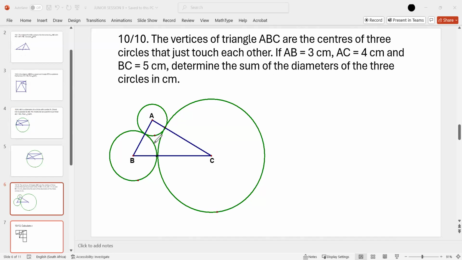All right, now they've got AB is equal to 3. So this length here is 3, and AC is equal to 4. That's A to C. Determine the sum of the diameters of the 3 circles. Now you've got 3 circles, therefore you've got 3 diameters.